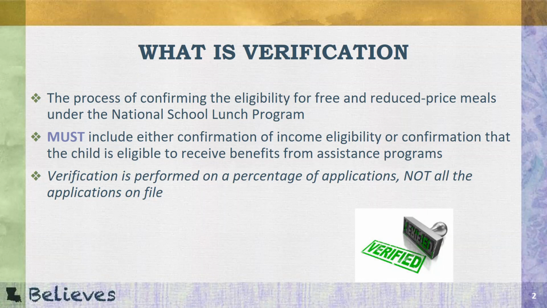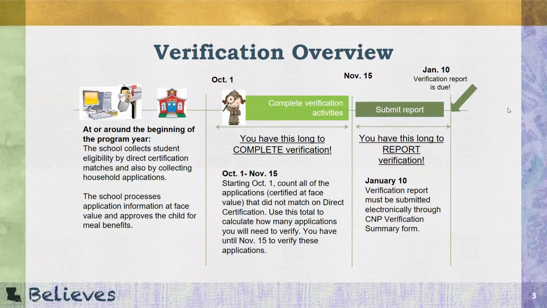Another thing to note is that not all applications are required to be verified. It is a percentage of applications. We will discuss the methods for selecting applications on a later slide. At or near the beginning of the year, SFAs will collect student eligibility in two ways. One, through direct certification matches and two, through household applications.